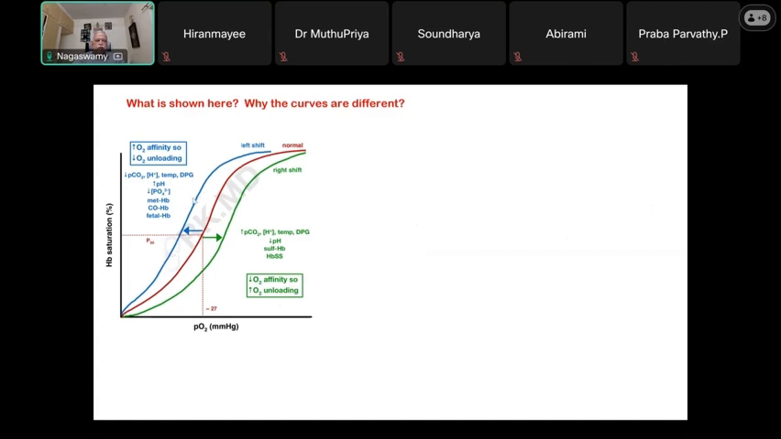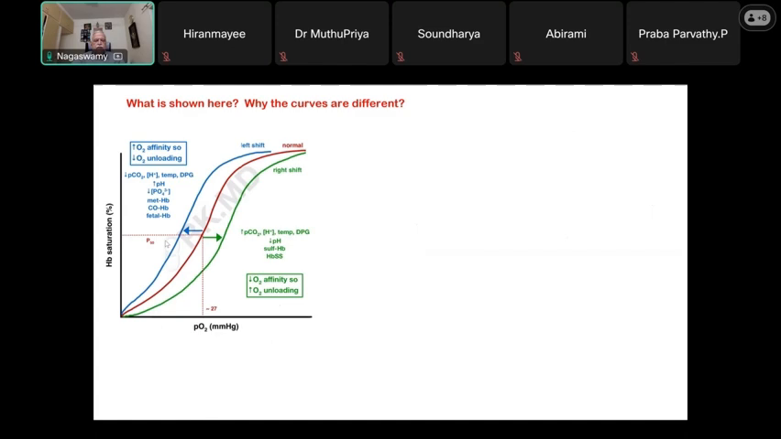Whereas when it gets shifted to the left, the opposite of the conditions causing the shift to the right will happen. You have hypocarbia, alkalosis, hypothermia, decreased 2,3-DPG, methemoglobin, carboxyhemoglobin, fetal hemoglobin. All these things cause the shift to the left, in which condition the blood wants to retain the oxygen. It doesn't want to give it up to the tissues. So oxygen unloading is affected.